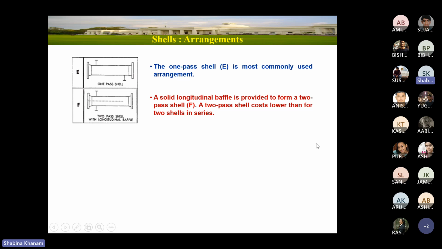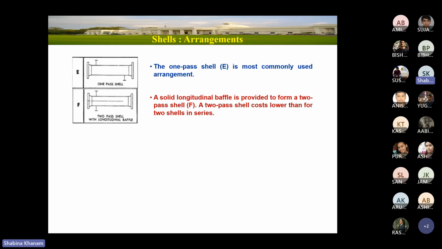So a solid longitudinal baffle is provided to form a two pass shell. This is basically used if we need to increase the passes in shell, or when we increase the passes in shell, when the FT correction factor falls below 0.75. Remember, yesterday we discussed this.